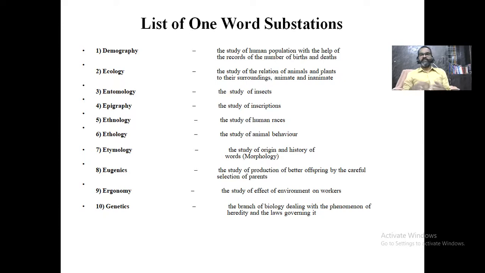So an entomologist, if you don't know, studies insects. Entomology is the study of insects. But when you know the meaning of one word, that's called etymology, you can go for that. And epigraphy, you know, is the study of inscriptions.